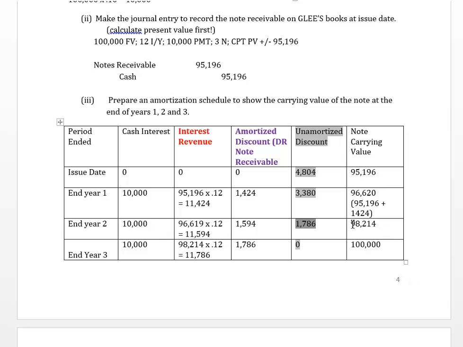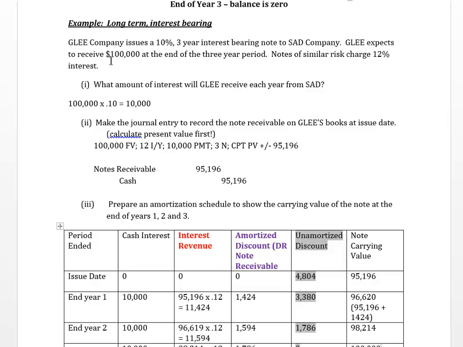So how do we calculate the carrying value of the note? We're going to take the $96,620 that opened year 2, and we're going to add to it, to increase the carrying value of the note by the amount of the amortized discount. So we're going to have $98,214. Take 12% of that to calculate our interest revenue. Compare the interest revenue to the cash interest received, and again get an adjustment for the note, a debit of $17.86. So now we have no more unamortized discount, and we wind up at the end of the year with a note carrying value of exactly what we said we should, because Glee expects to receive $100,000 from SAD.